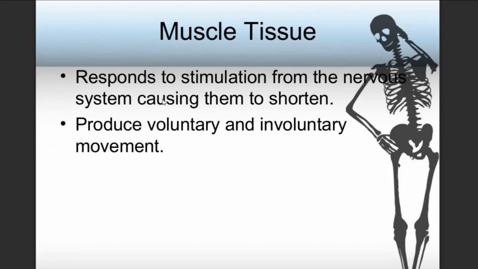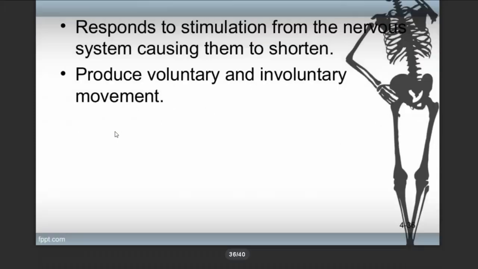Muscle tissue responds to stimulation from the nervous system, causing it to shorten, meaning they have contractile property and produce voluntary and involuntary movement.